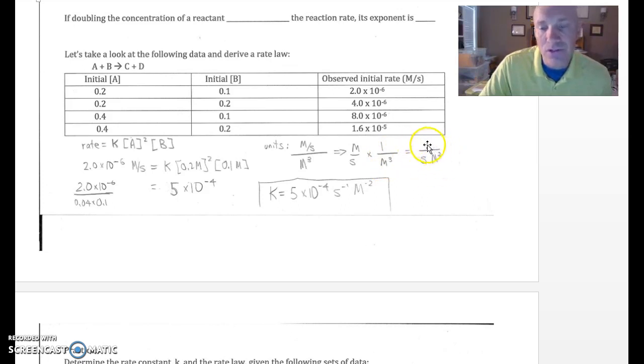Notice that these are in the denominator, and so when I write the unit, a common way to do it is just to say this thing to the negative of what its exponent is, and this thing to the negative of what its exponent is. So the way I would say this is 5 times 10 to the negative fourth per second per molar squared.